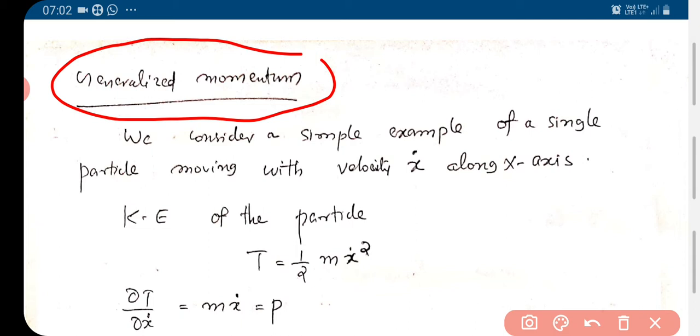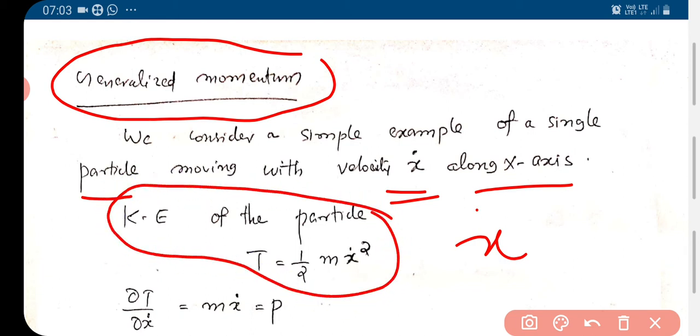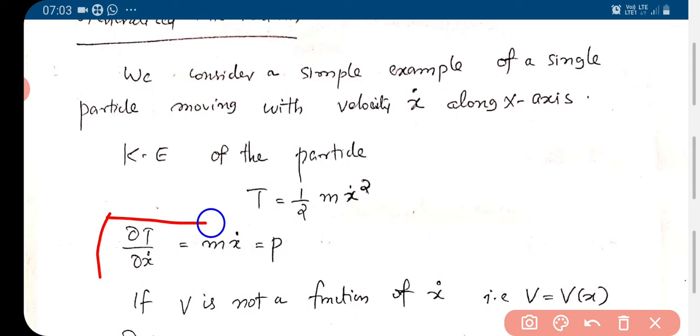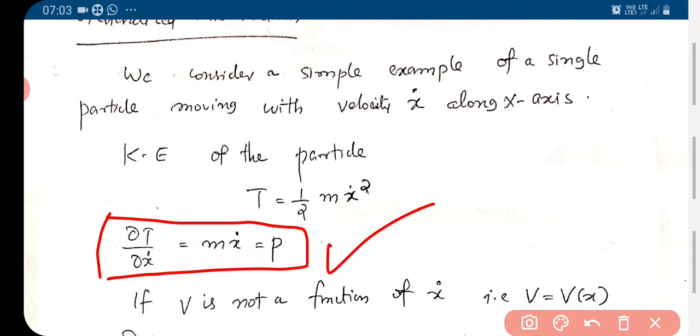Consider a simple example of a single particle moving with the velocity x dot along the x-axis. So we are considering one-dimensional motion. Its velocity is x dot. The kinetic energy of the particle is given by half m x dot square, and ∂T/∂x dot is given by m x dot, and that is the momentum we know.